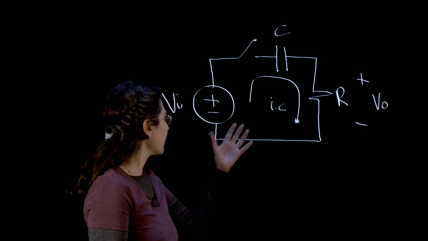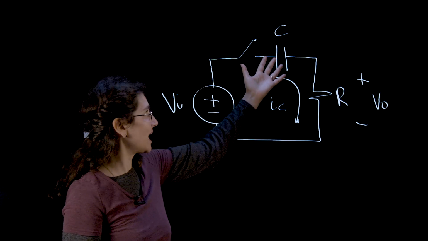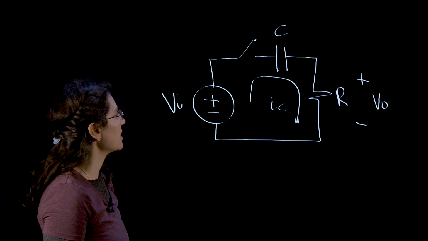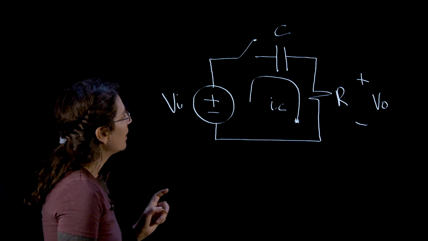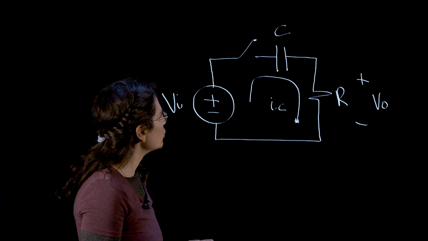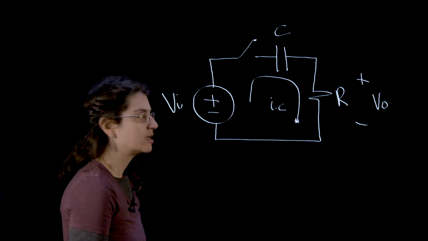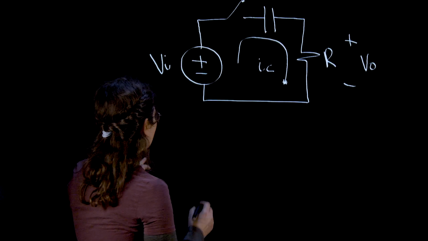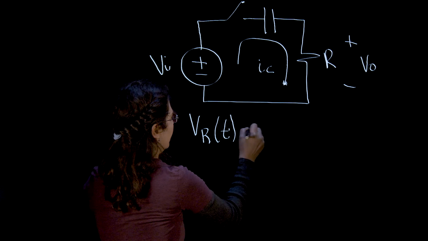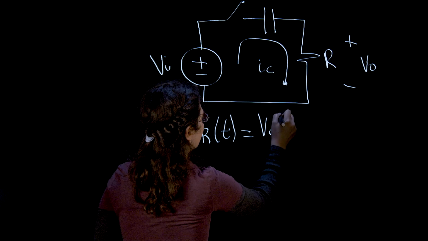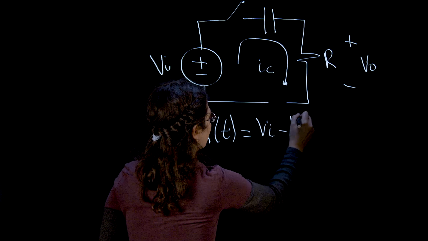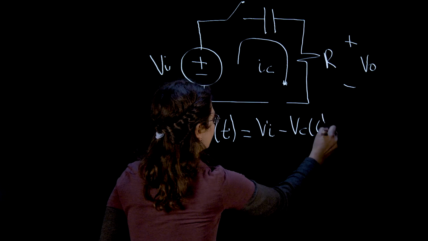So we already calculated the voltage in the capacitor, which is the same as before, so no change there. And now we can apply Kirchhoff's voltage law to calculate the voltage in the resistor, so that the voltage in the resistor is equal to the input voltage minus the voltage in the capacitor.